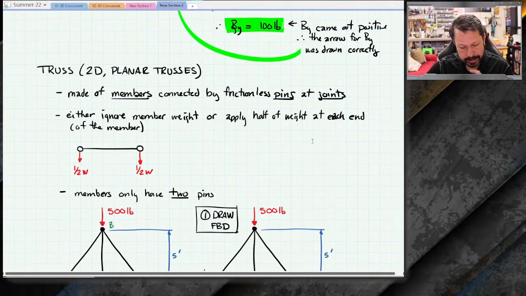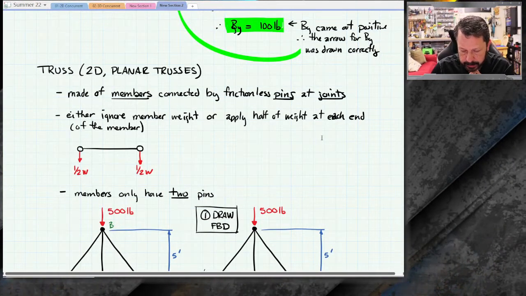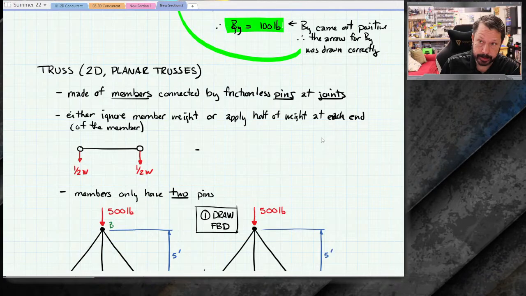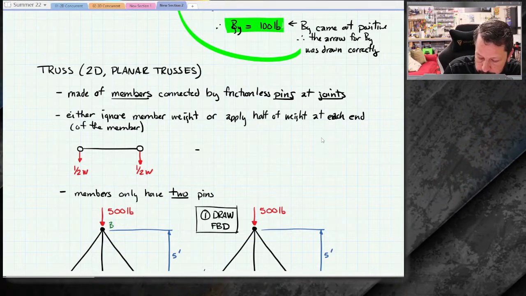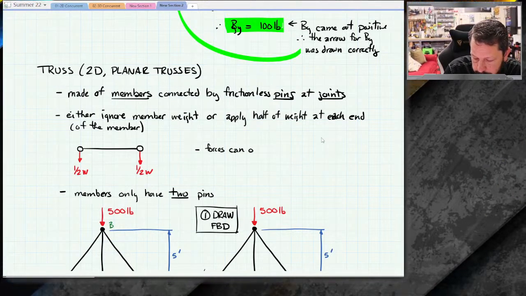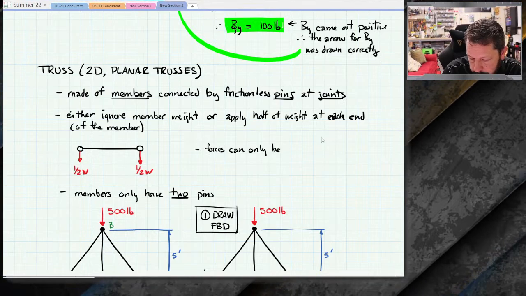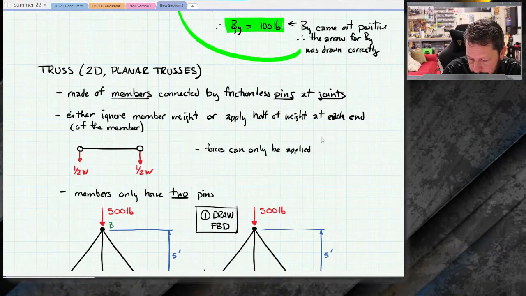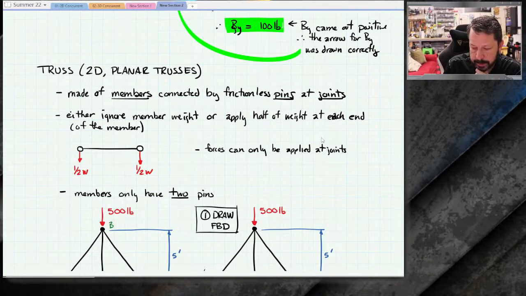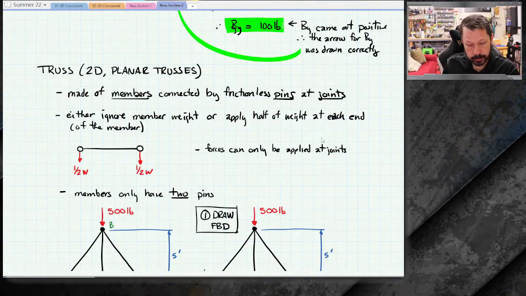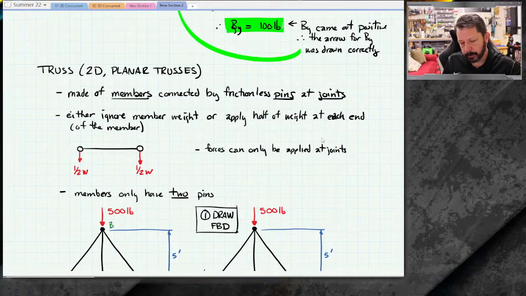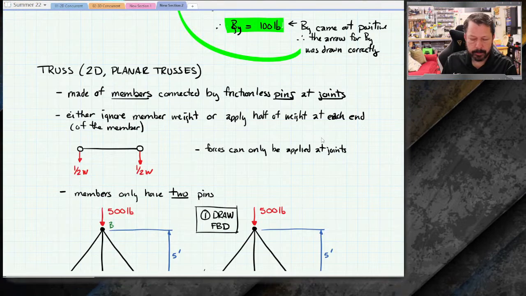So I guess I didn't write it out specifically. Let's write one right here beside it. It kind of comes out of this member weight thing also, or it's related to it. Forces can only be applied at joints. And what results when all of these things are true: members are connected by frictionless pins at joints, we ignore the member weight, forces can only be applied at the joints, members only have 2 pins.